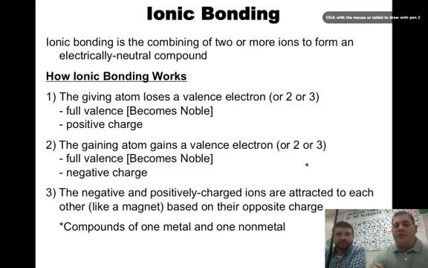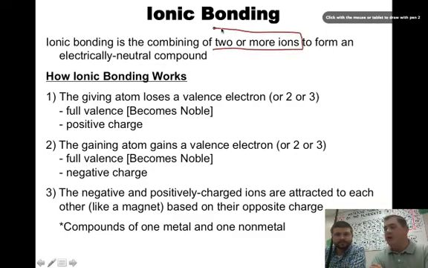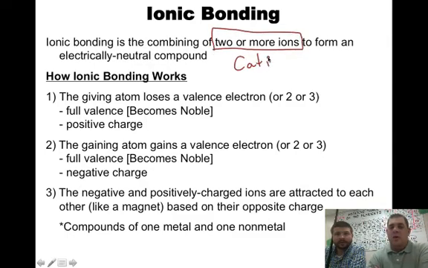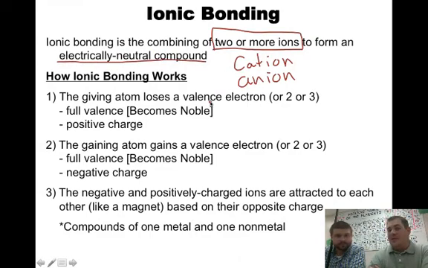So how ionic bonding works: we've got 2 or more ions. We'll just start with 2 ions, but then we'll work our way to 3. They form an electrically neutral compound. So a cation and an anion form a neutral compound, and neutral is important, because every compound we look at and write the formulas for has got to be neutral. This is a review of what we talked about on the last slide: there's an atom that's going to give away a valence electron, and that atom is going to become positive.